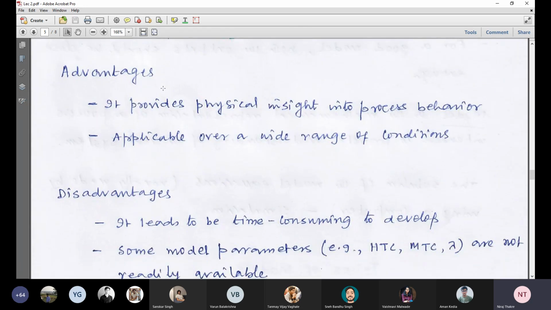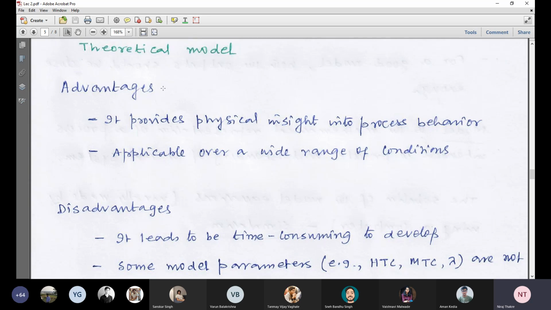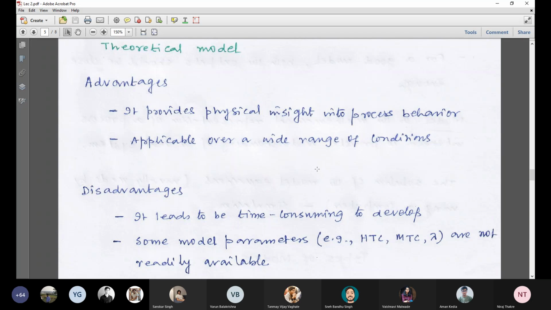Okay, so these are the advantages and disadvantages. You see what we discussed, whether they are coming with these points or not. This is the advantage of the theoretical model. And you see, the advantages of the theoretical model are basically the disadvantages of the empirical model. And the same thing is applicable for disadvantages: the disadvantages of the theoretical model are basically the advantages of the empirical model. You just check whether they are matching or not.